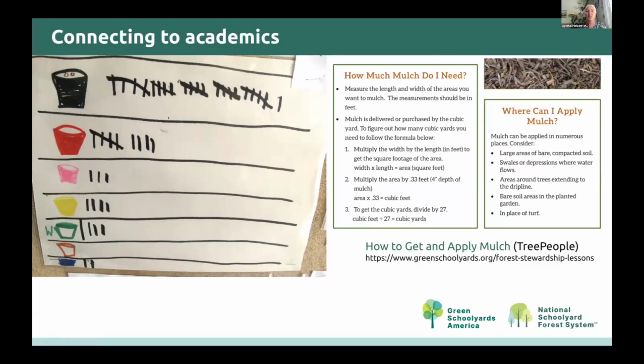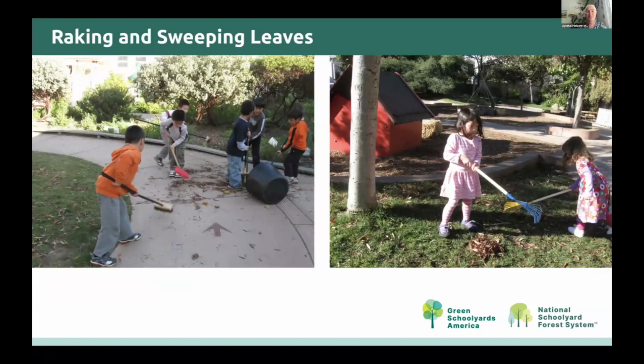This is simple tally marks done by students, capturing how many buckets of mulch went past them. And older students can also use area, volume, and unit conversions to help figure out how much mulch will be needed. I will also later share where to find some of these resources.